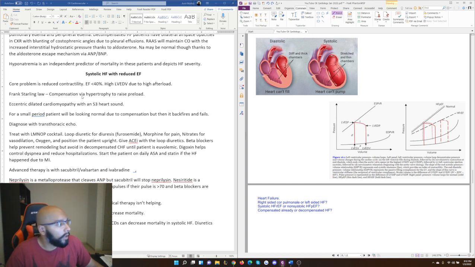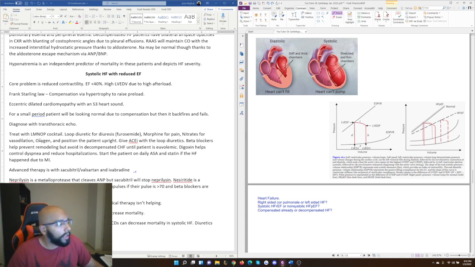By the Frank-Starling law, compensation is via hypertrophy to raise preload. However, that doesn't work out too well for them. The eccentric dilated cardiomyopathy is going to occur with an S3 heart sound. Right? So there's going to be eccentric stretching, eccentric placement of muscle fibers. This is obviously easily diagnosed with a transthoracic echo, where when you do echo of the transthoracic area, you're going to see this super dilated heart.